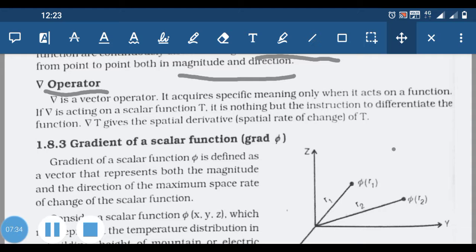If del is acting on a scalar function t, it is nothing but the instruction to differentiate that function. When it acts on a scalar function, we are differentiating it and we get a vector function. Grad t is the spatial derivative of t. So we can study the del operator in detail.